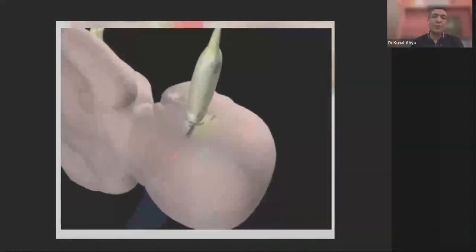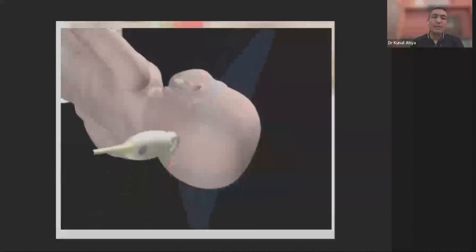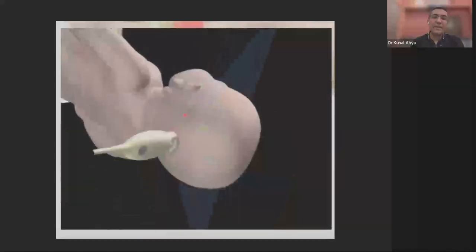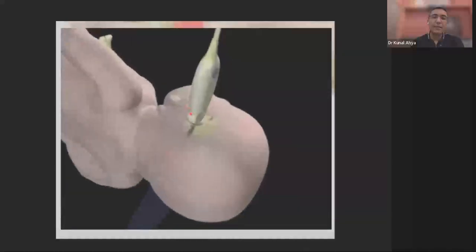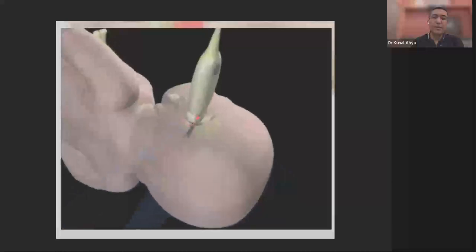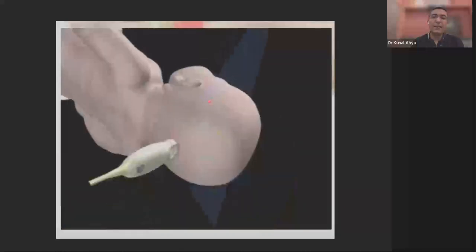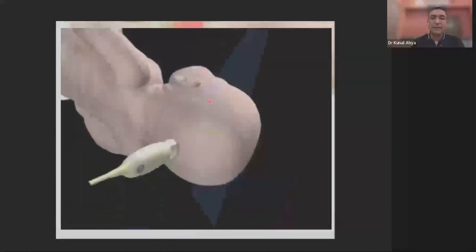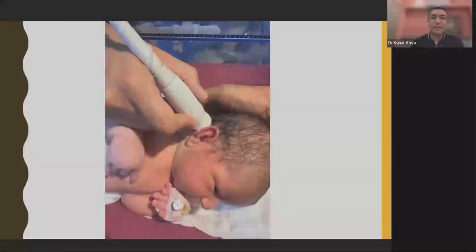Okay, second view is our mastoid view. Here we move the probe from the posterior fontanelle to behind the ear. You can see that we have rotated, and the marker is pointing anteriorly. So this is the marker. It is facing anteriorly and we are keeping our probe just behind.